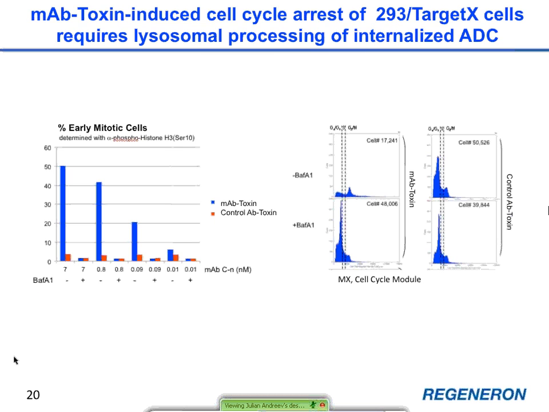And on the next experiment, you see that 293 cells overexpressing target X were treated with toxin, monoclonal antibody toxin, or control antibody conjugated to toxin for 24 hours with or without botulomycin. Cells were fixed, stained with HRSS, and stained with mitotic stain to analyze the cell cycle. On the left panel, you see that botulomycin treatment completely abrogated cell cycle arrest induced by antibody toxin conjugates, very much at all concentrations tested.